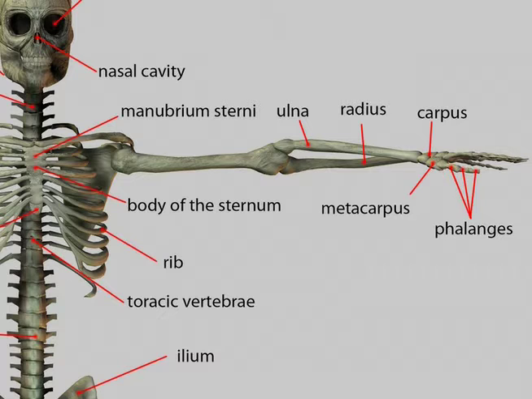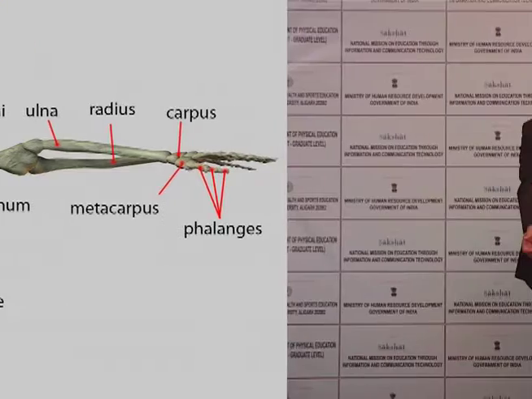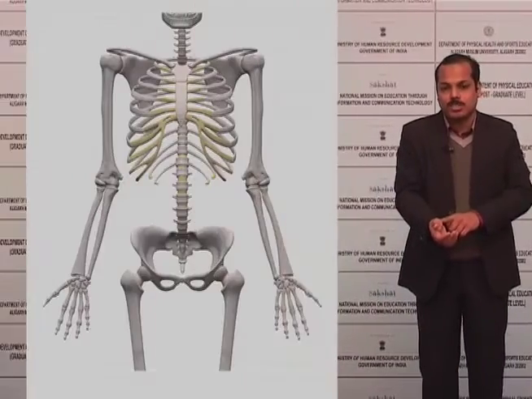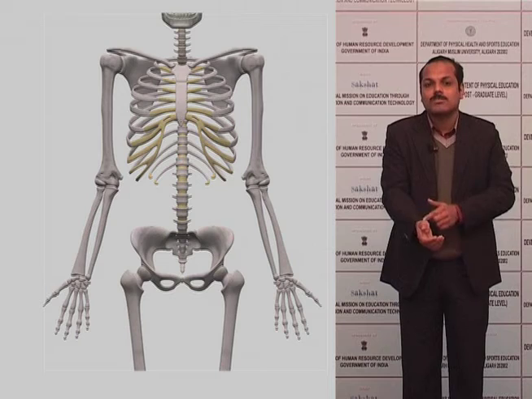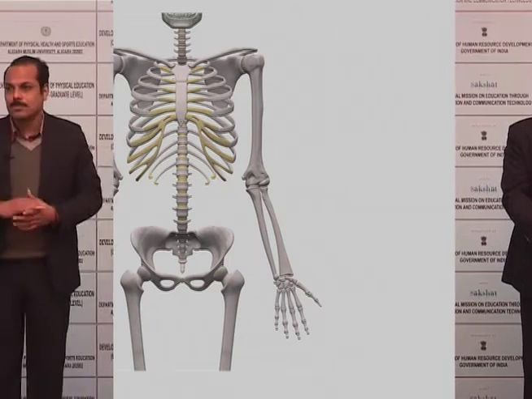And the medial bone is the ulna, and with the ulna, it makes three articulating joints. The first one is the proximal radio-ulnar joint, the second one is the distal radio-ulnar joint, and there is a middle joint which is formed by the interosseous membrane.